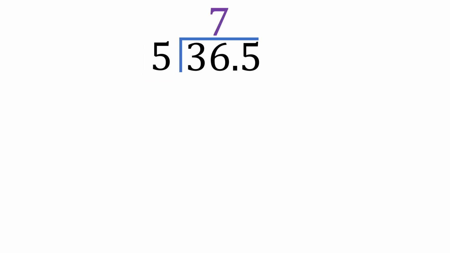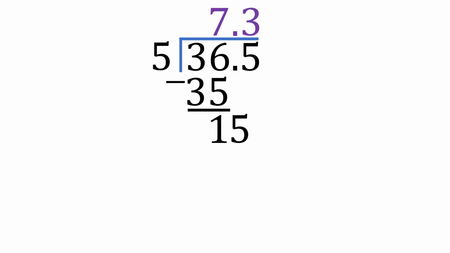So 7, because 7 times 5 is 35, and that's closest to 36. Then subtract that, the difference is 1, and then bring down 5. So 15 divided by 5 is, copy the decimal point, and then 3. So 3 times 5 is 15. Subtract, we get a difference of 0. So nothing to bring down. So that means the final answer is 7.3.